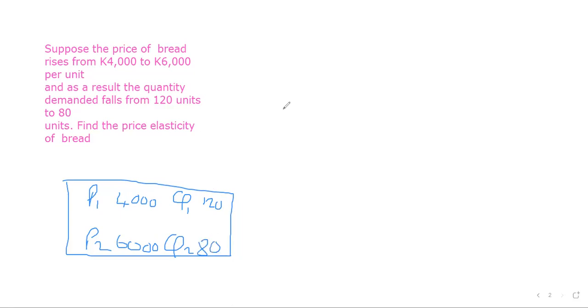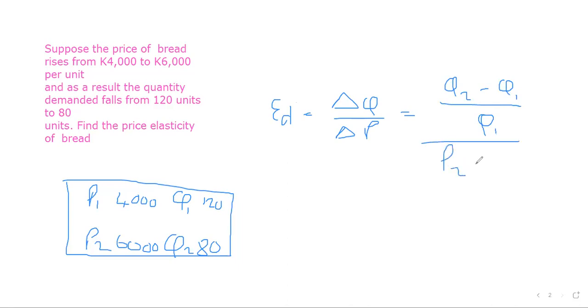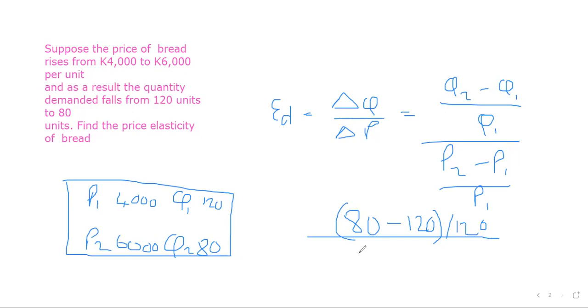So elasticity of demand is simply change in quantity over change in price. So we can say Q2 minus Q1 over Q1, divided by P2 minus P1 over P1. So what is our Q2? 80 minus what? 120, over 120, divided by, we have what? P2, which is 6,000 minus 4,000, divided by what? 4,000.